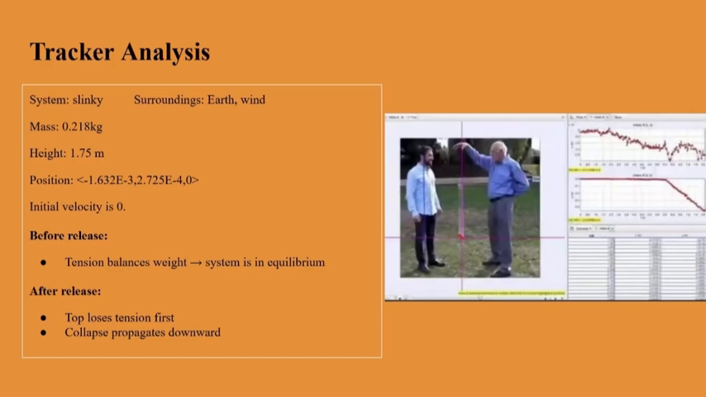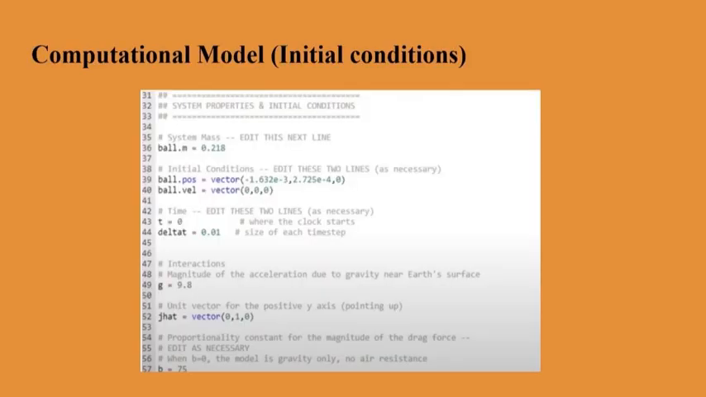And then before the release, the tension balances the weight, so the system is in equilibrium. And after release, the top loses tension first and causes collapse to propagate downward. I also forgot to mention we used a delta t of 0.01. The data from the Tracker analysis can also be seen on the right side of the slide. We're primarily looking at the bottom graph, focusing on the y-axis, and it stays pretty consistent until it starts to dip around 5.5 seconds.